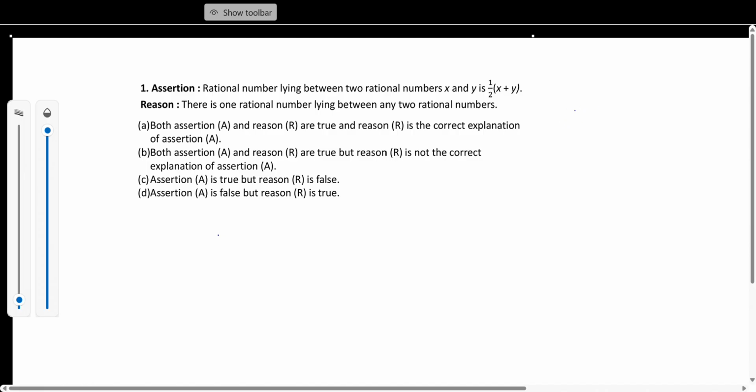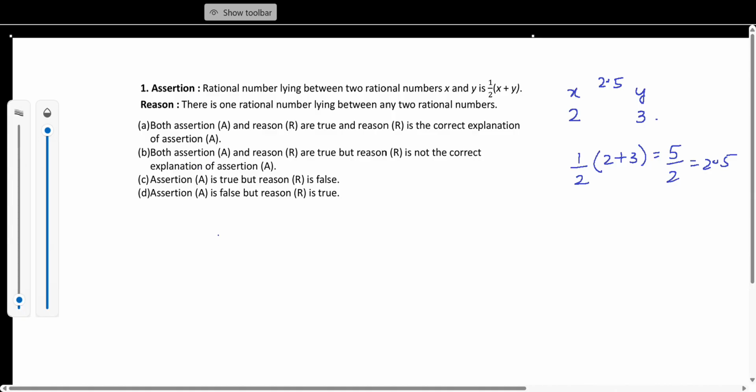Suppose x is 2, y is 3. What does the assertion say? A rational number lying between these two numbers is half x plus y. So according to our example, half x plus y would give us half into 2 plus 3, which is 5 by 2 or 2.5. We see that 5 by 2 or 2.5 indeed lies between the two. So for this particular question, the assertion statement seems to be true.